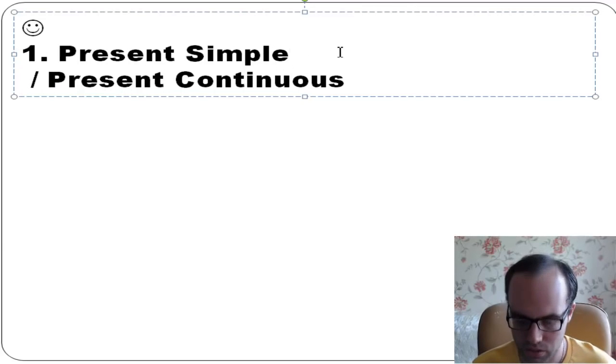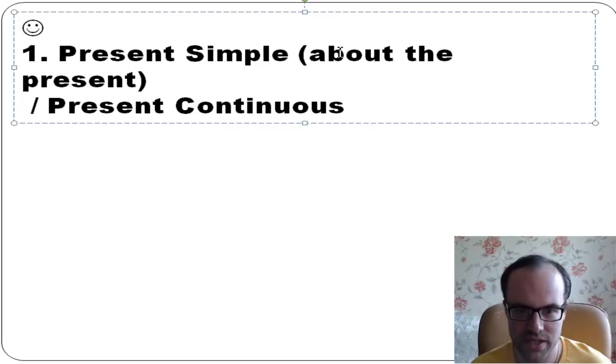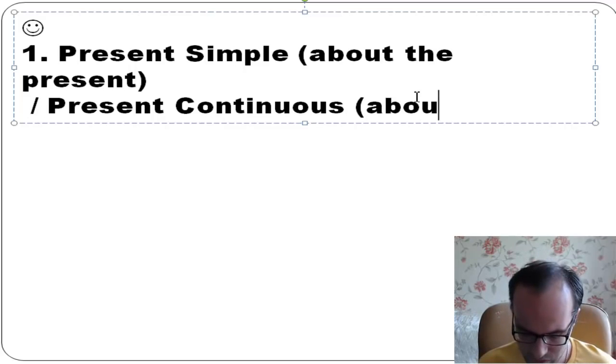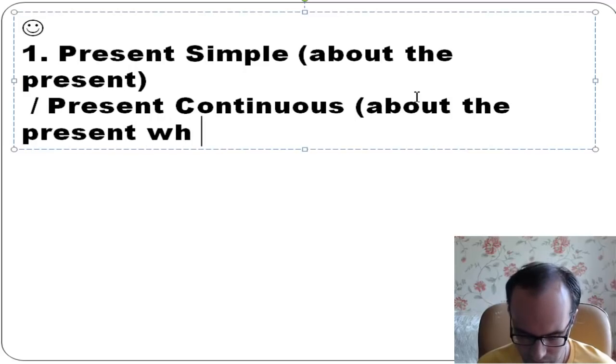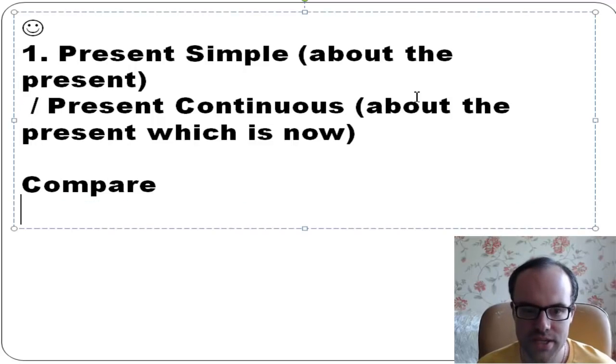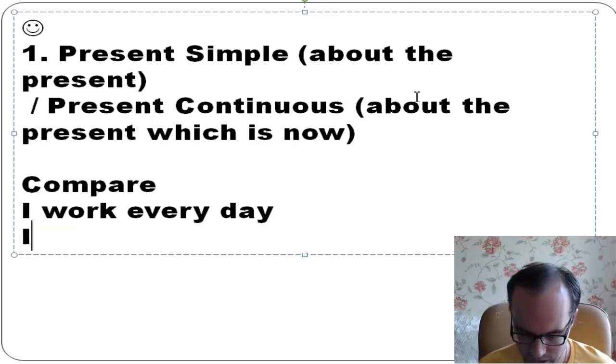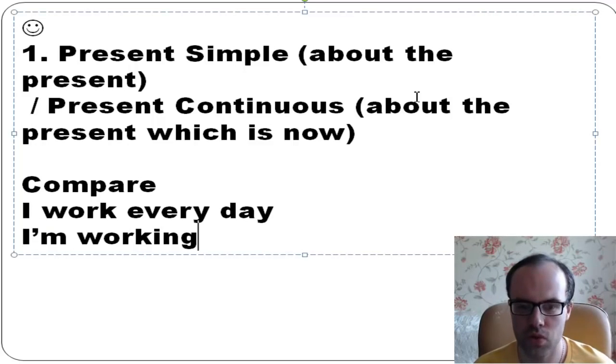Present simple tells us about the present, and present continuous is also about the present, but which is now? Compare: I work every day and I'm working. Every day means that I worked yesterday, I worked the day before yesterday, I will work tomorrow, I'll work the day after tomorrow, and so on.